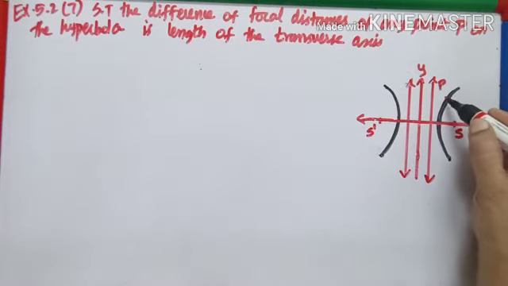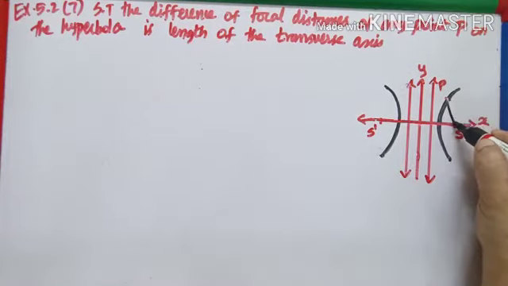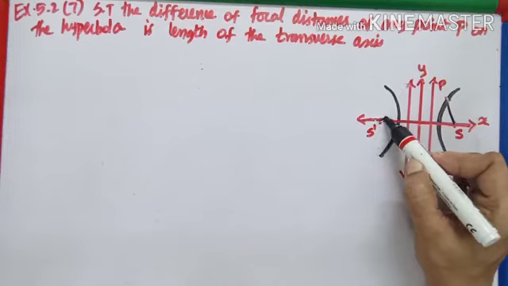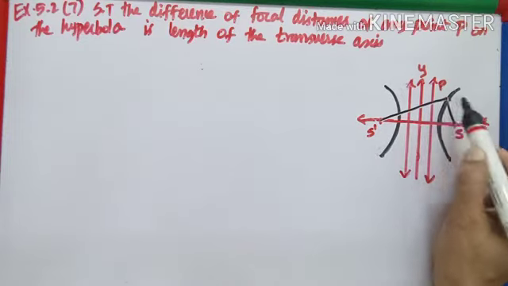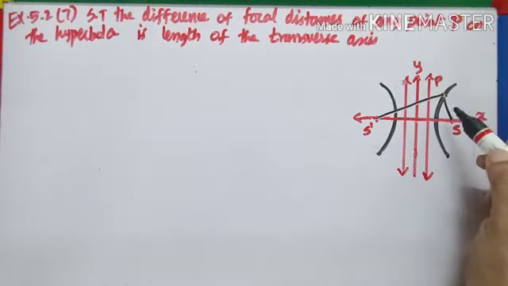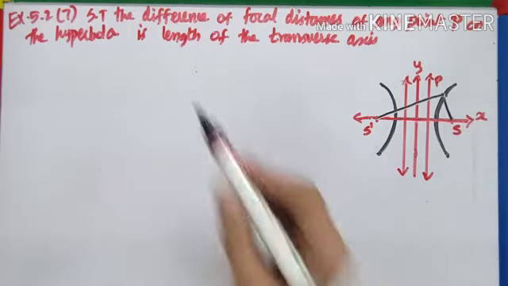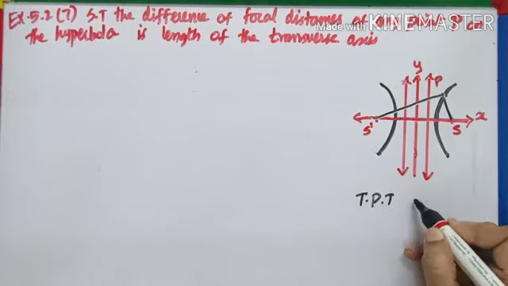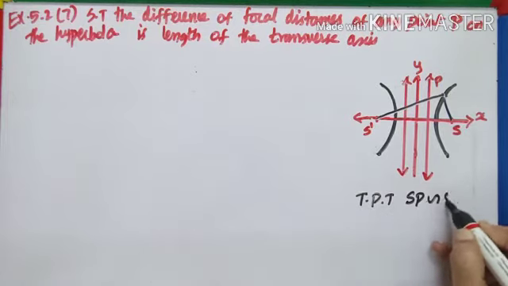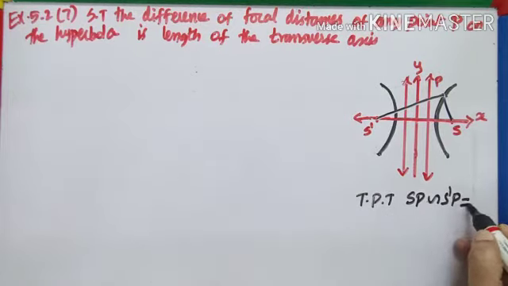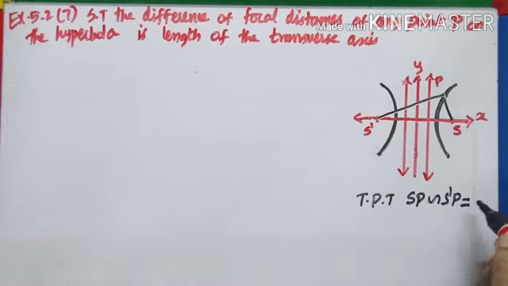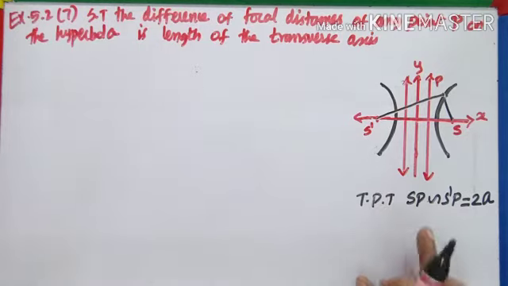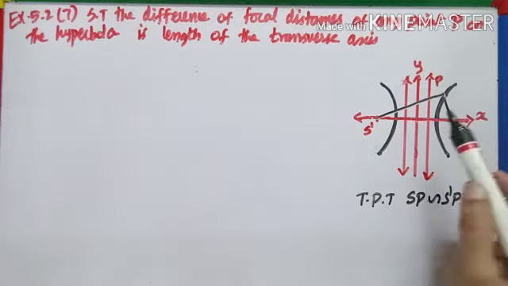Focal distance means join this P and S, join this S dash and P. So we have two distances, say SP and S dash P. The difference. So we want to show that SP minus S dash P equals the length of the transverse axis, that is 2A. So our question is to show this answer. How to prove it? We know the formula.